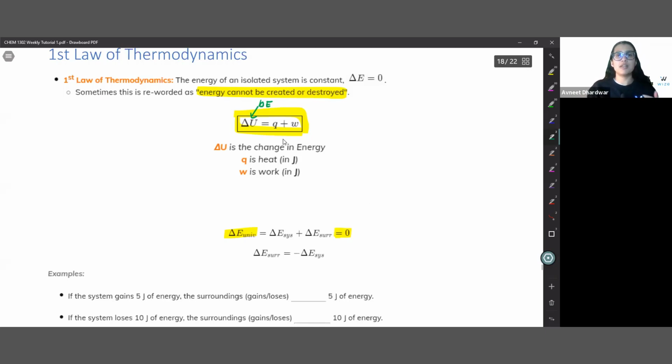But what we want to know is the equation is ΔE = Q + W. We're going to talk a lot more about that equation in just a second, where Q is your heat and W is work. Okay, but let's just keep thinking a little bit about what it means that energy can't be created or destroyed in the universe.